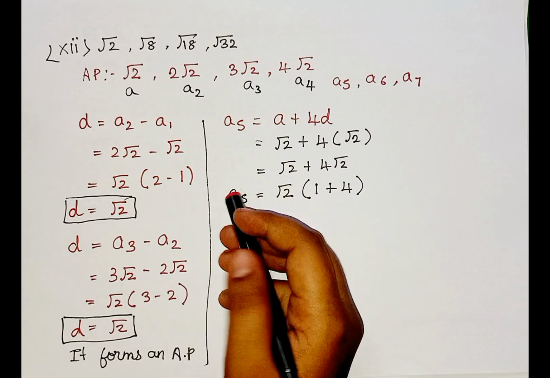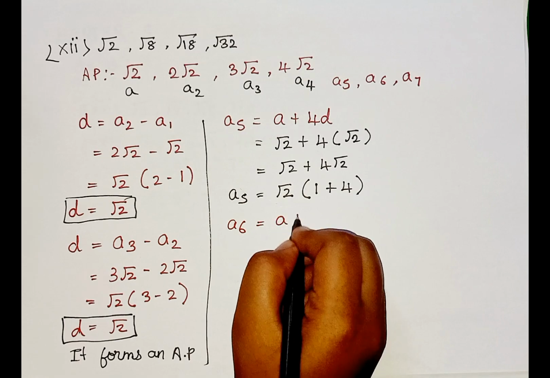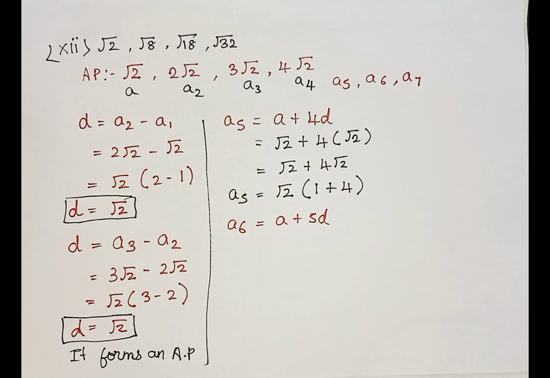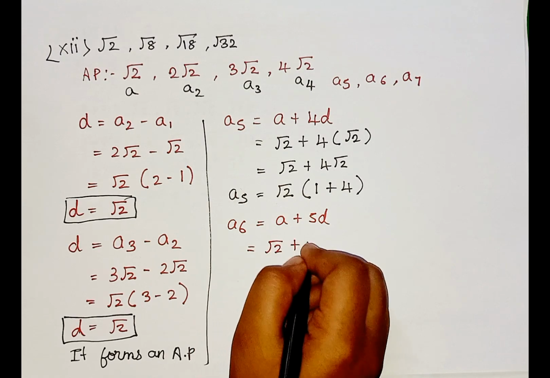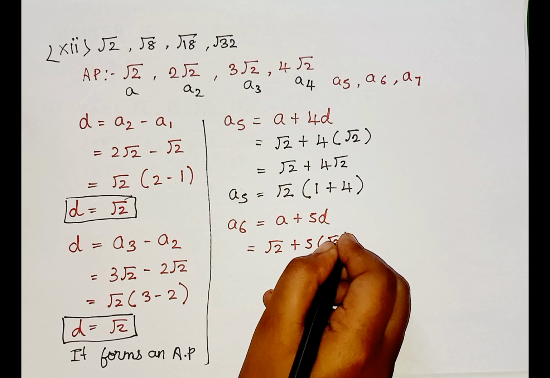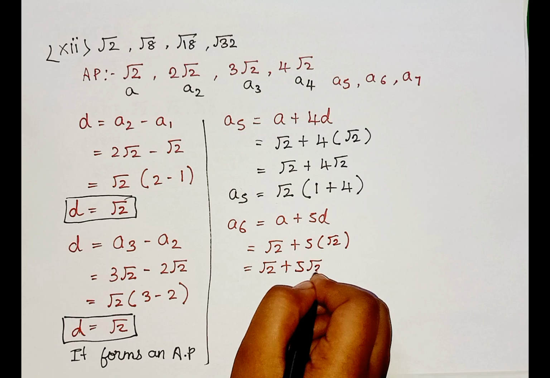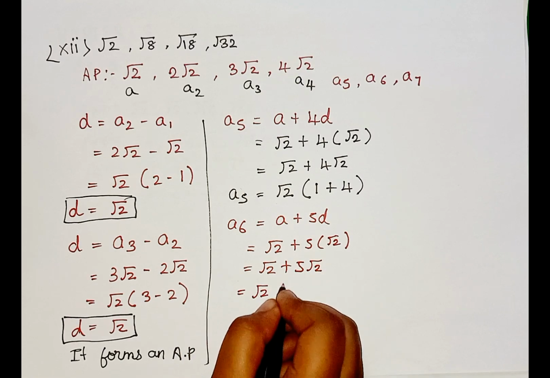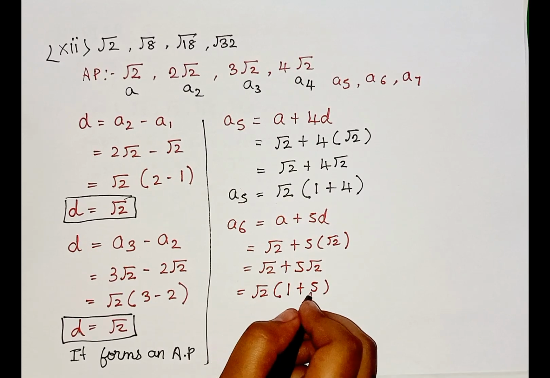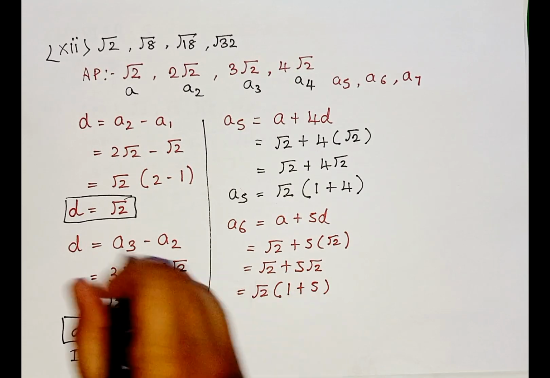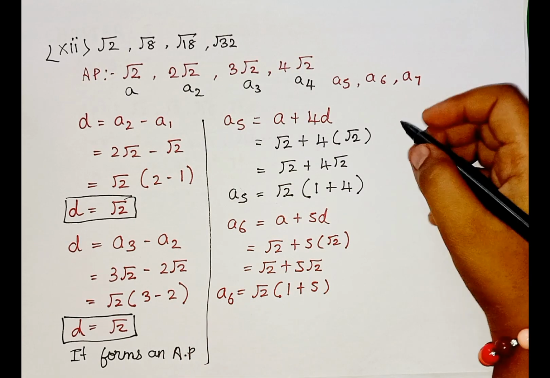So now let us find the A6 value. The formula is A plus 5D. So the A value is root 2 plus 5, D value is root 2, equal to root 2 plus 5 root 2, equal to root 2 into bracket 1 plus 5. How? 1 into root 2 is root 2 and 5 into root 2 is 5 root 2. Like that we got the A6 value. So now let us find the A7 value. I'll just do it here.